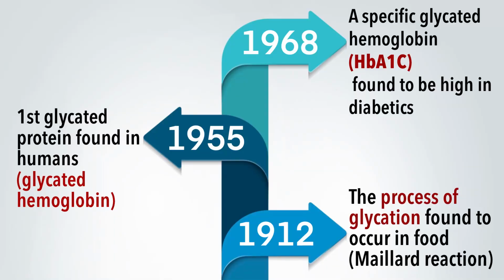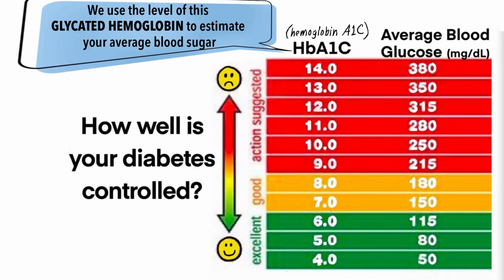So, what's one example of a glycated protein? Well, in 1955, researchers discovered glycated hemoglobin, the first human protein known to be modified by glycation. And then in 1968, it was recognized that a specific glycated hemoglobin, known as hemoglobin A1C, was elevated in the blood of diabetics. Today, we use hemoglobin A1C as a marker of how well diabetes is controlled.